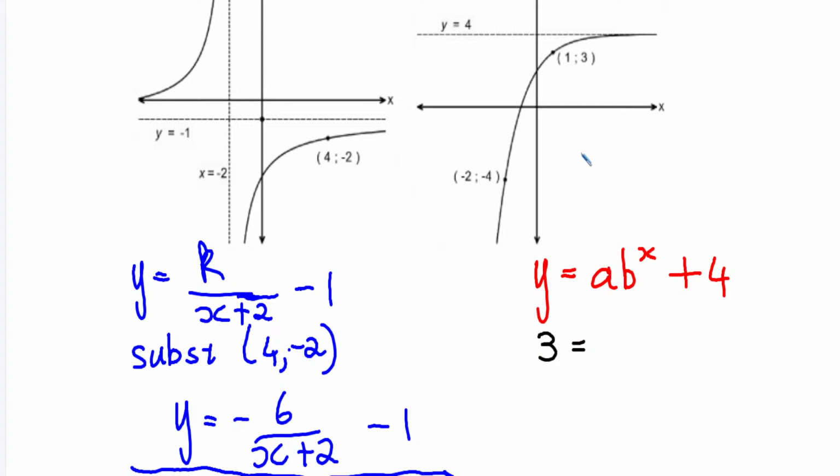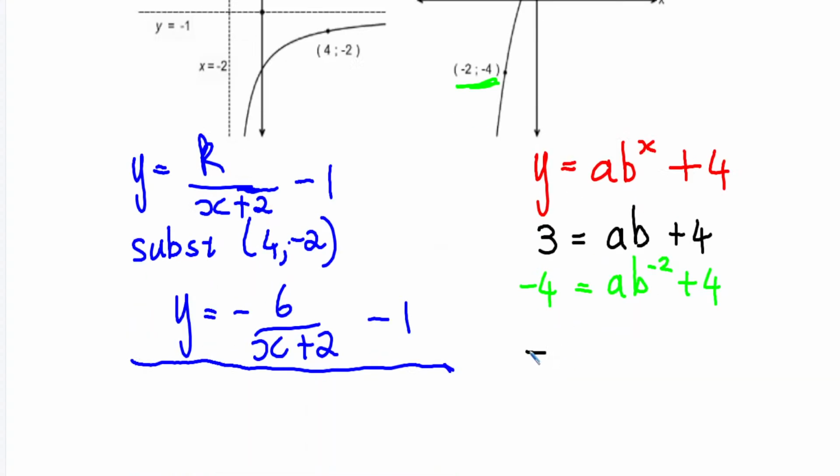I'm going to sub in this point, 1, 3. 3 equals ab plus 4. And now I'm going to sub in this point, -2, -4, and I get -4 equals ab to the -2 plus 4. I'm now going to simplify both of these equations. So the black one, I'm going to subtract 4 from both sides, and I get -1 equals ab. The green one, I'm going to subtract 4 from both sides, and I get -8 equals ab to the -2.